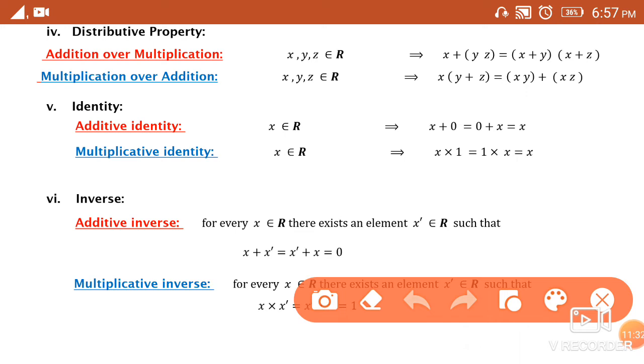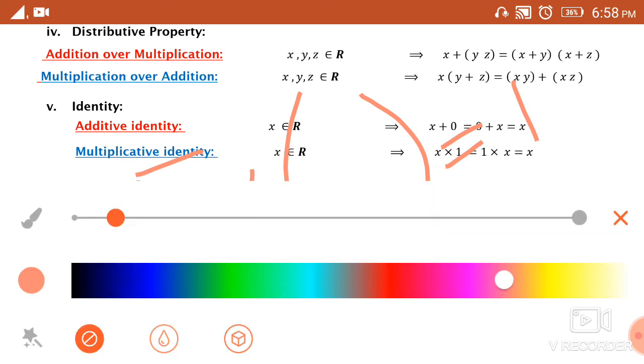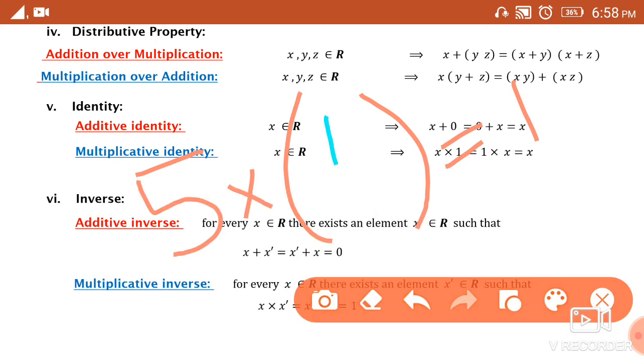We have a number 5. We have to multiply it with another number such that the answer is 1. Now think of any number. When we multiply 5 with it, we will get 1 in the answer. The number will be 1 upon 5.